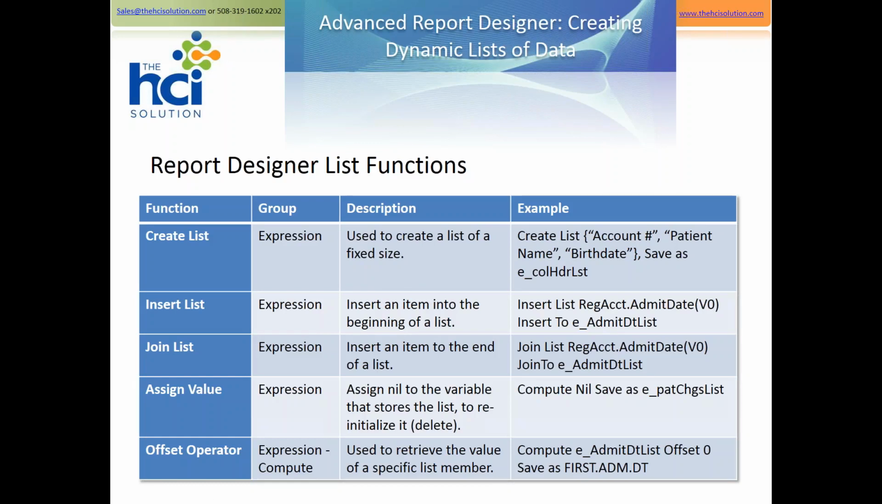Sometimes you might want to store a list in an external variable. And then you may need to clear out that list at the beginning of the rule to maybe rebuild it. You would use the assignment value and assign nil to that external list variable to clear out the list and reset it. And like I already mentioned, there's the offset operator that you can use in Report Designer to retrieve the value of certain elements in the list at a particular list position.